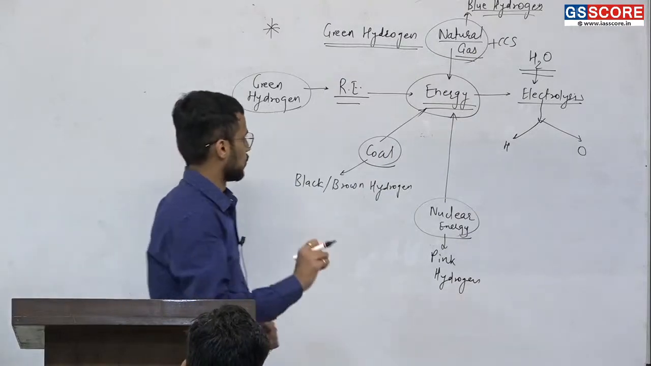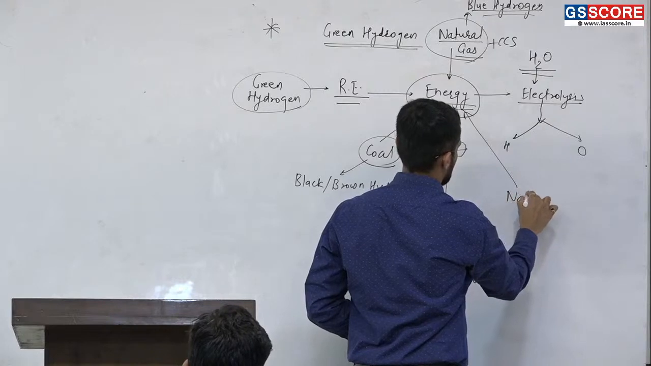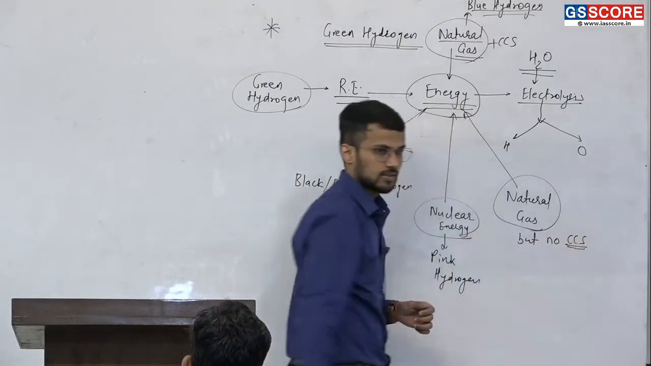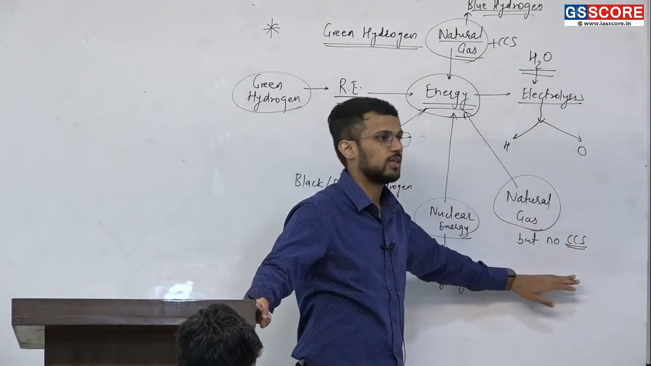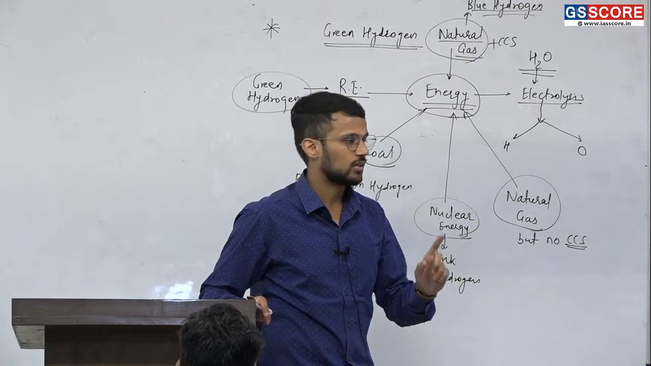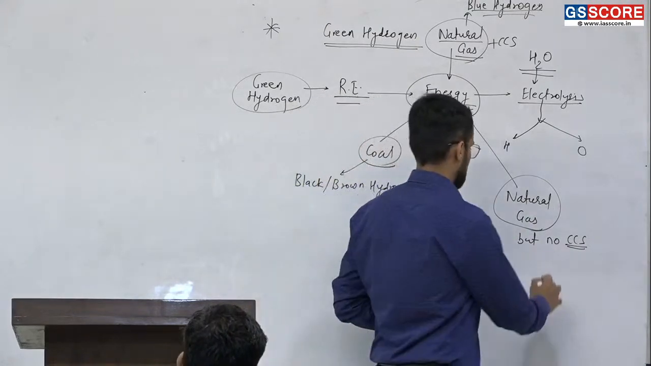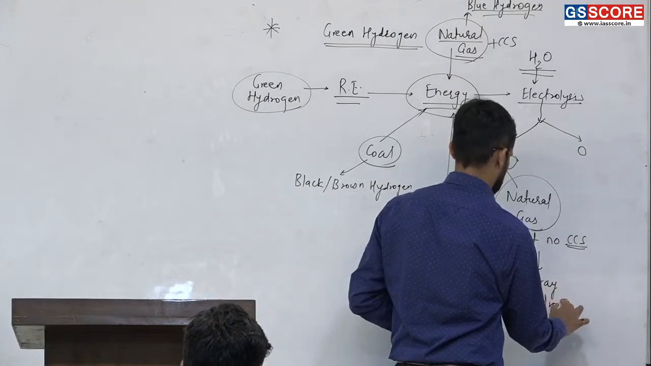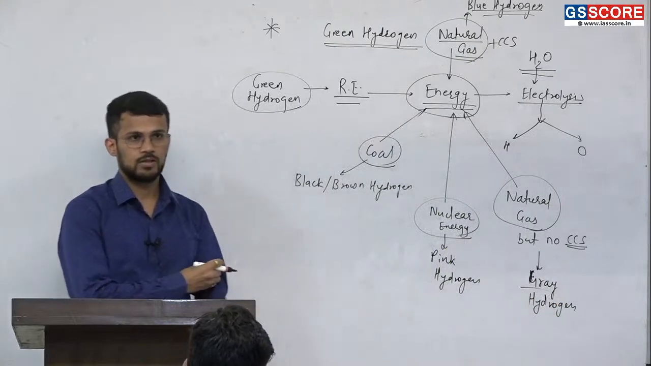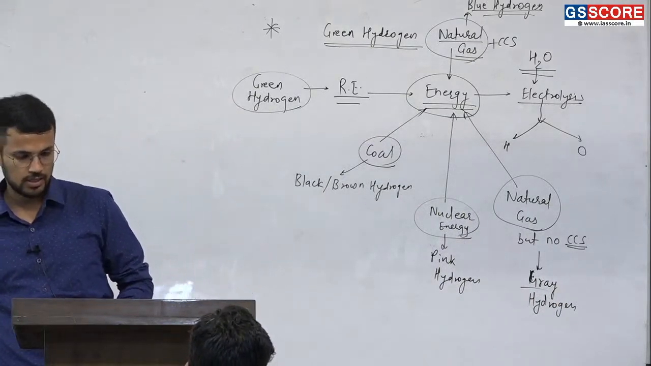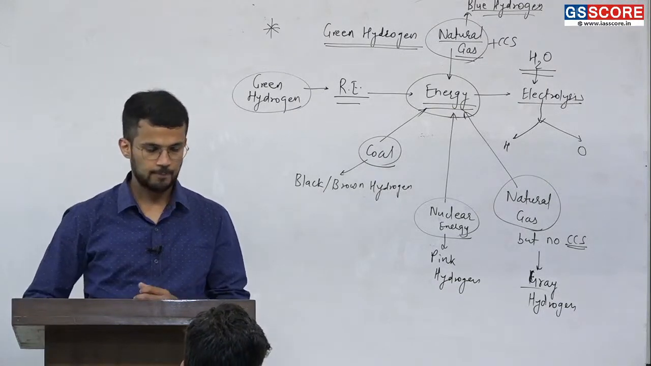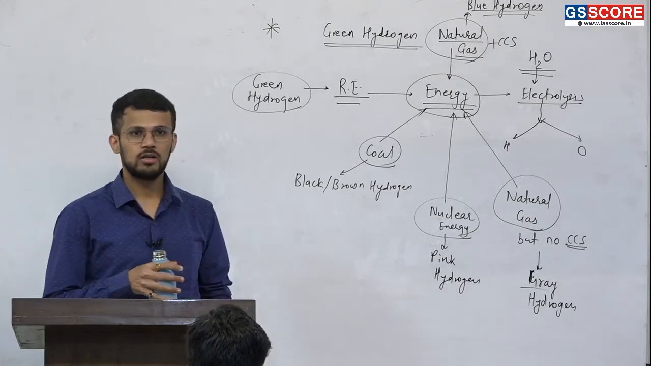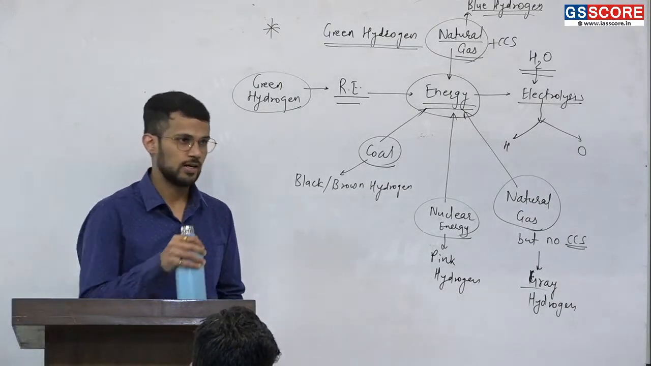One more. If natural gas is used, but there is no carbon capture and storage, that hydrogen will be called grey hydrogen. So, these are different types of hydrogens that we have. Under National Green Hydrogen Mission, we are promoting renewable energy for electrolysis of water and thus to derive hydrogen.